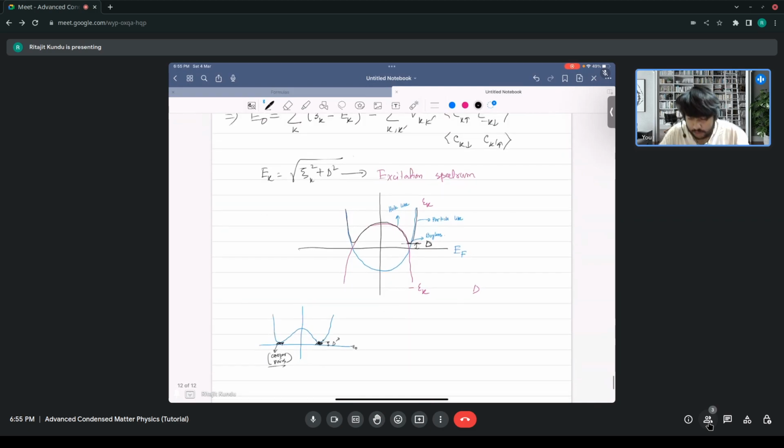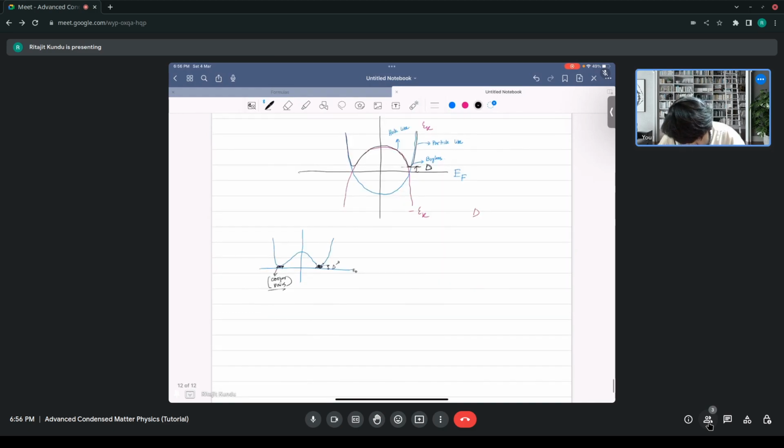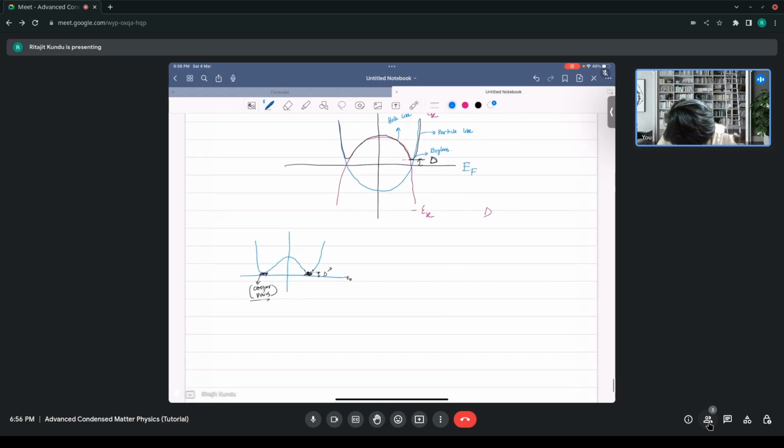So now if you again look at the expression relating c and gamma, this thing will become clear. My quasi particle is given by gamma_k sigma, which is cosine theta_k c_k sigma plus sigma sine theta_k e to the power i phi c dagger_{-k,-sigma}.